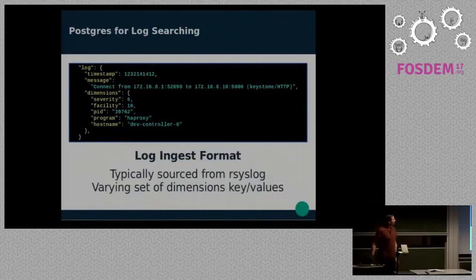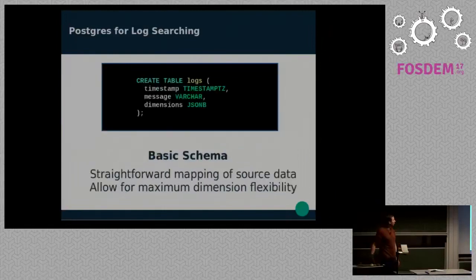So this is the kind of data we get. Typically it comes from rsyslog. You get things like severity, the program name, host name, and you get the message. So again, basic schema: timestamp, message, dimensions.